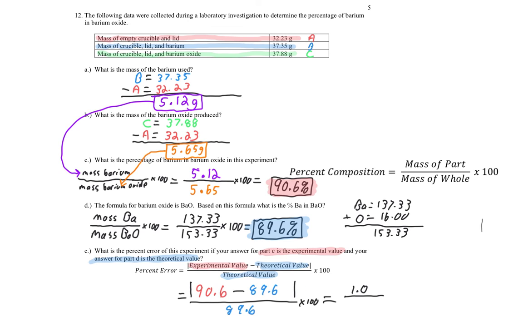90.6 minus 89.6 gives me 1.0. 89.6 is still 89.6. 1 divided by 89.6 times 100 gives me 1.12%. And that is going to be the percent error, about 1% from an experimental or an empirical formula and the data.